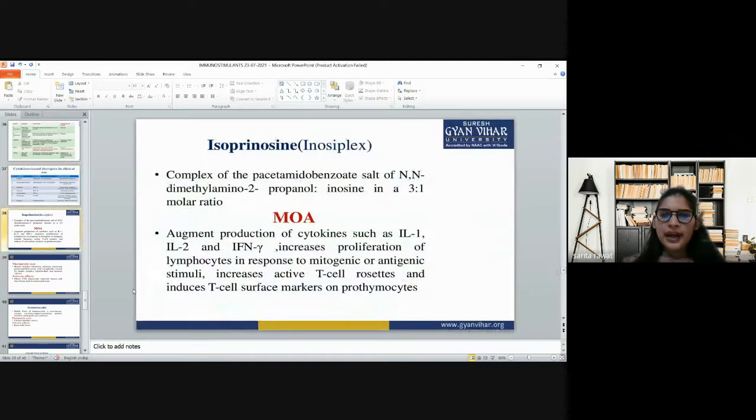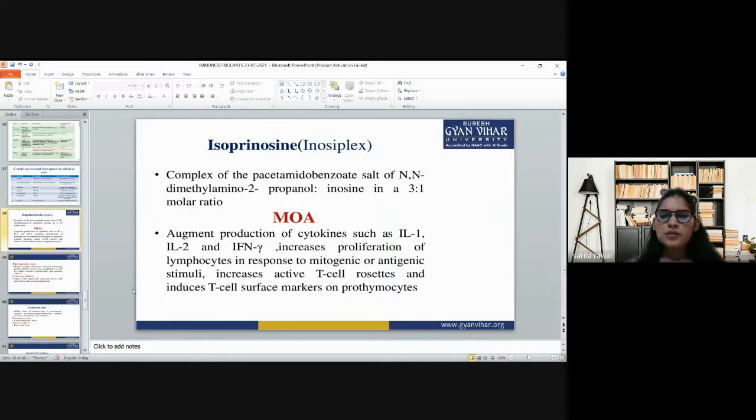Now the next we have isoprinosine. So isoprinosine is the inosiplex. So it is the complex of the p-acetamidobenzoate salt of N,N-dimethylamino-2-propanol, and inosine in a 3:1 molar ratio.